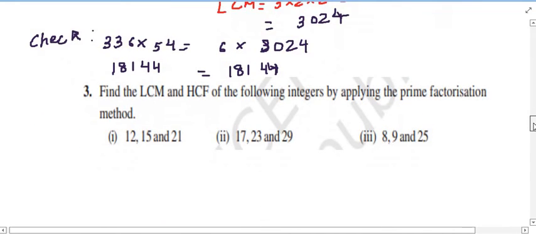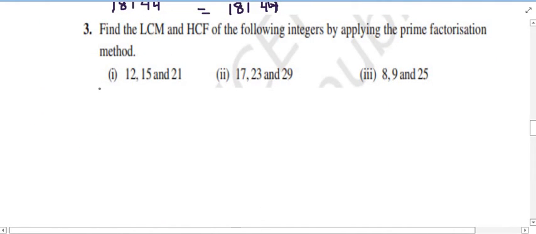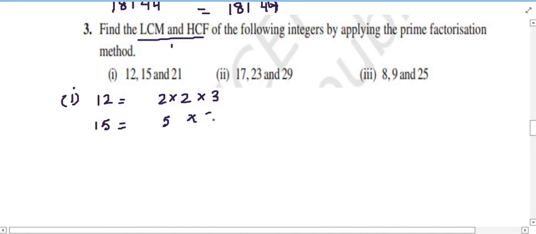Now we will do question number 3. In question number 3, we have to find the LCM and HCF of the following integers by applying the prime factorization method. So we'll start with the first one. Find the prime factors of 12. Prime factors of 12 are 2 times 3. Of 15, prime factors are 5 times 3. 21, prime factors are 7 times 3.